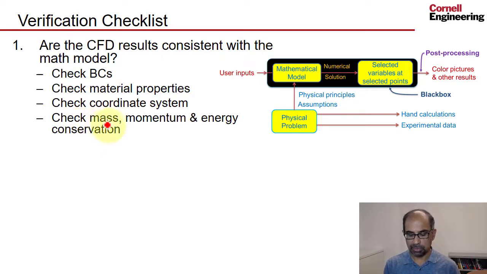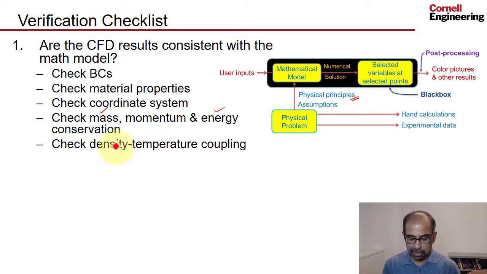The next set of checks would be checking mass, momentum, and energy conservation for the entire domain, because conservation is the key physical principle contained in the mathematical model. Mass is easy to do, and energy is easy to do, so we'll do both. Momentum, there's not an inbuilt way in Fluent to do that, so we won't do that over here. Check the density temperature coupling. We saw it's coupled through the ideal gas law, but the change in density is only due to change in temperature, because the absolute changes in pressure are pretty minimal. So we can do a quick check on that.